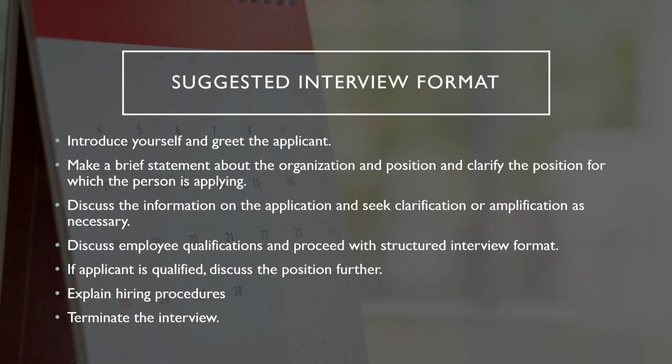As you follow the suggested format here, it's important to create and maintain a comfortable environment throughout this entire interview process while maintaining charge of the interview. Prior to terminating the interview, always encourage and include ample time for questions from that applicant. If the applicant is not qualified, the interviewer should not give any false hope and instead advise the person as soon as possible that he or she does not qualify for the position.